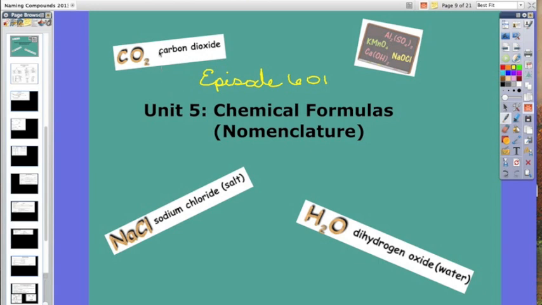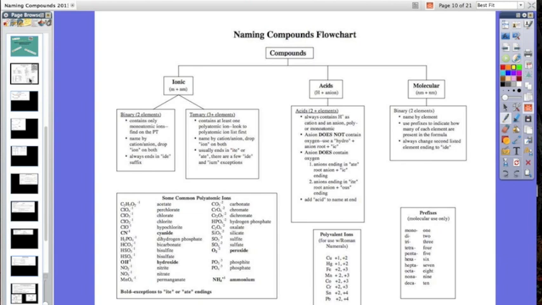And so what you're going to need is your set of notes, and you will also need your naming compounds flow chart. For this episode, we're really only talking about this part right here. We're just doing molecular. We'll do ionic and acids a little bit later, so we'll split them up. Maybe they won't be too confusing.